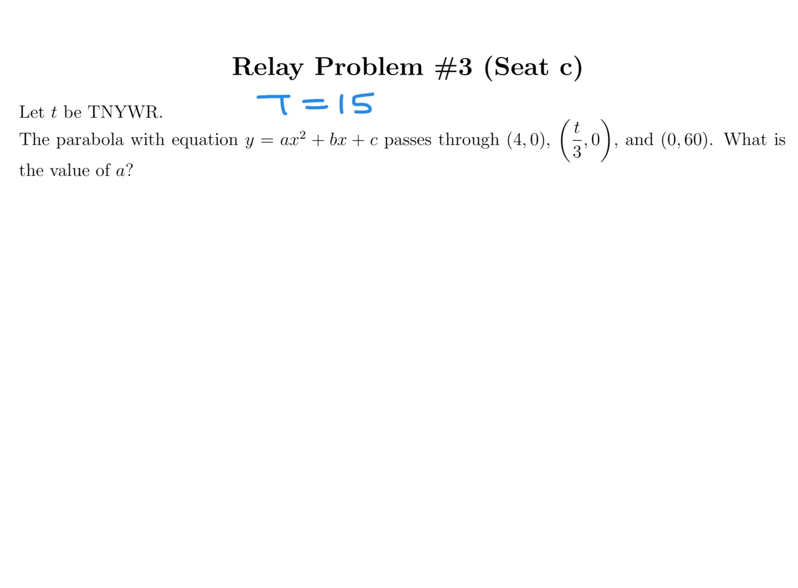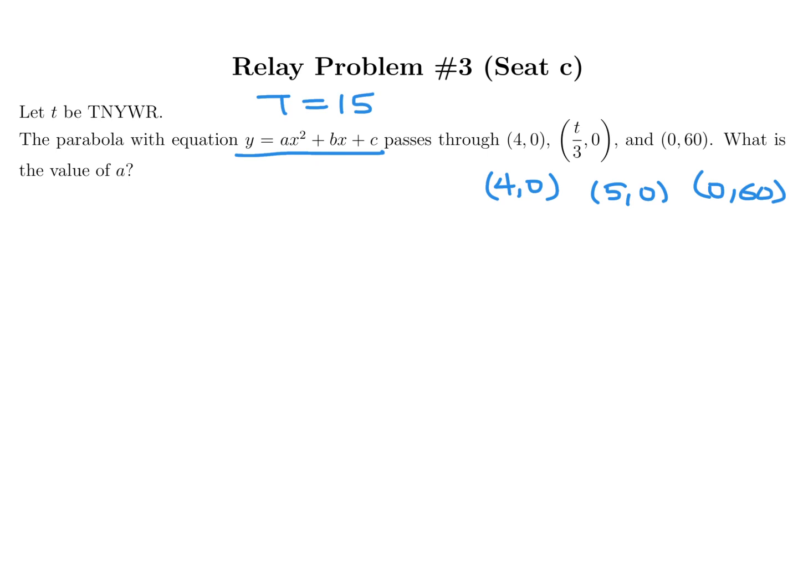A parabola with the equation y is equal to ax squared plus bx plus c passes through (4, 0), (t over 3, 0), and (0, 60). What is the value of a? So we have (4, 0), t over 3, which would be 15 over 3, which is 5, so (5, 0), and then (0, 60). So those are the 3 points, and this is the equation.